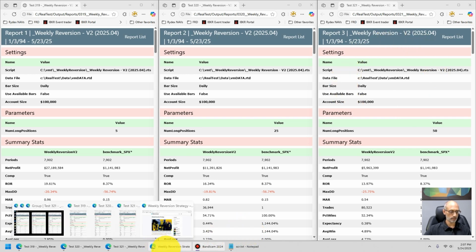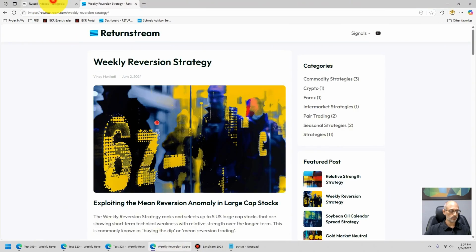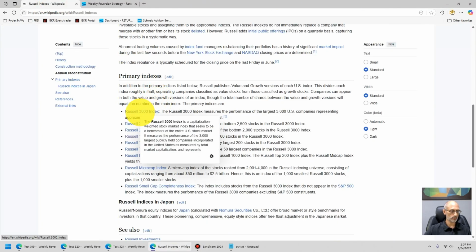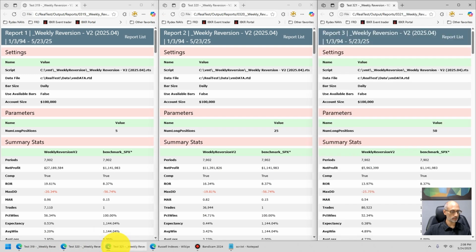And the Russell 3000 is defined as a cap-weighted stock index that seeks to be a benchmark for the entire U.S. stock market. And it uses the 3,000 largest publicly traded companies by market cap. So this is what the comparison looks like.